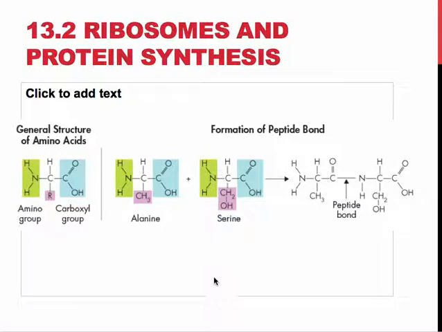Okay guys, so what I'm going to do is go through the lecture that we just had today and re-explain everything, just in case you had any issues with it. The whole point of what we were talking about in the last class was transcription. That's the process of going from DNA to mRNA.